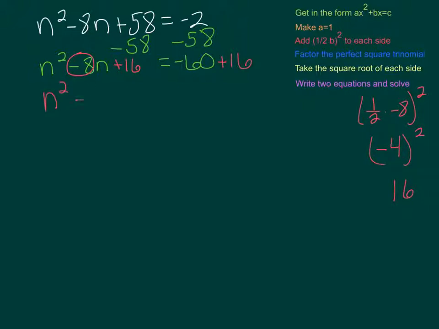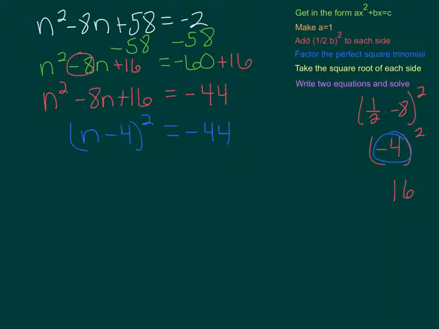Okay, and let's go ahead and add this negative 60 plus 16, which would give you negative 44. Now, we see on the left side we have a perfect square trinomial, which we're going to factor. And the square root of 16 is 4, which happens to be the same number we have over here. That's not coincidence. It works that way every time. And it equals negative 44.